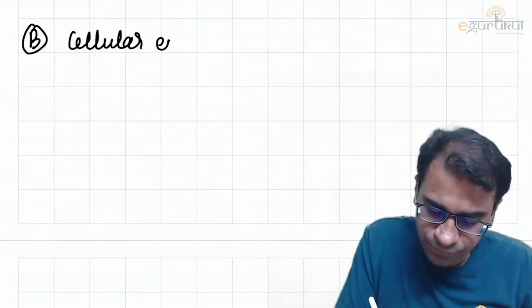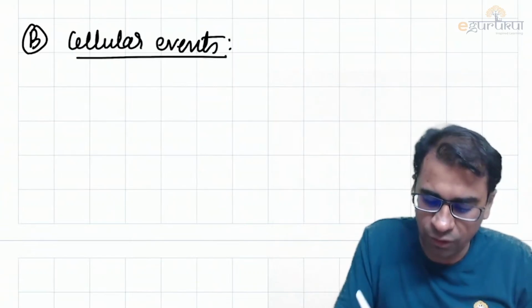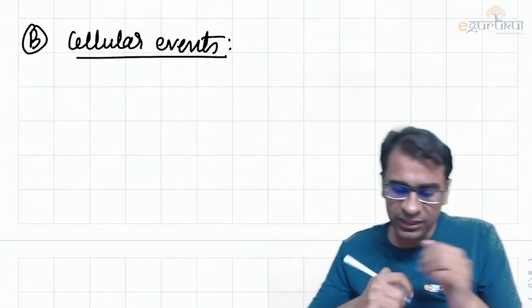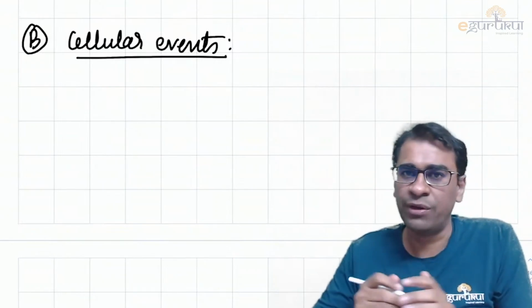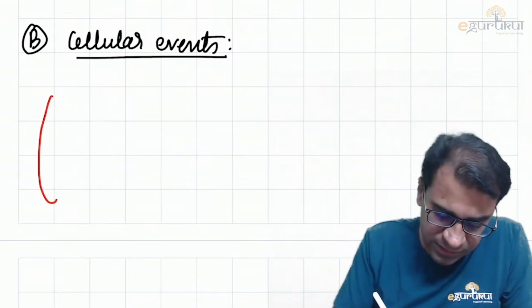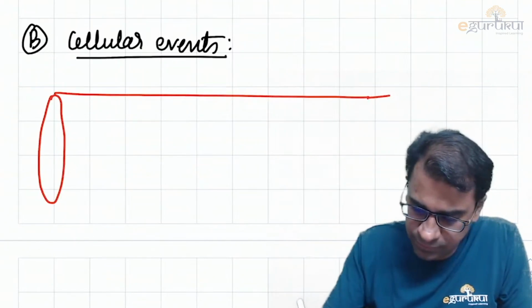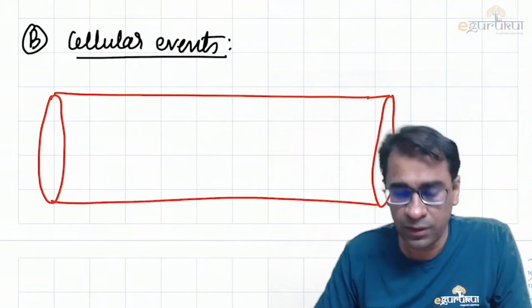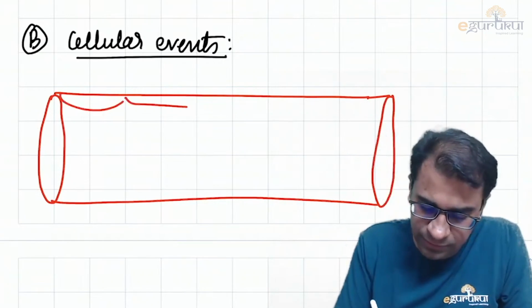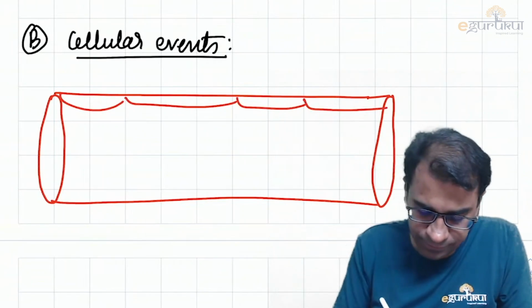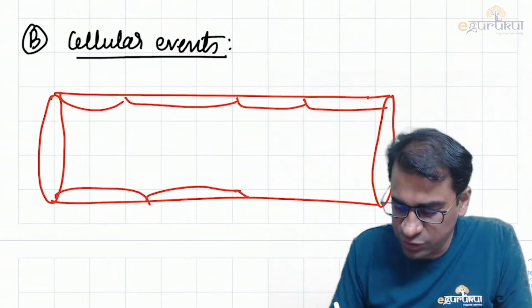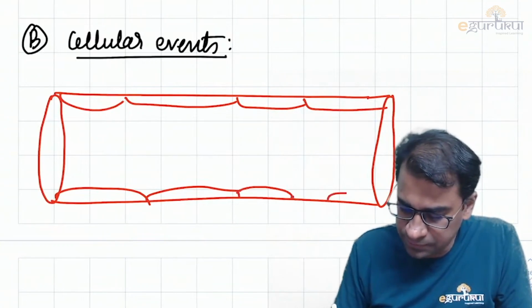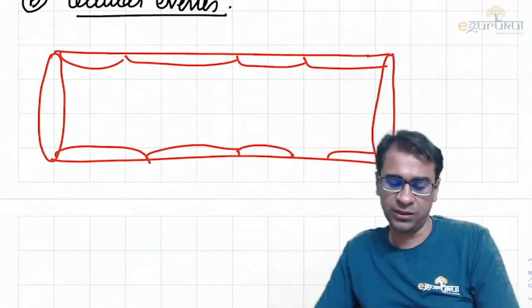Let's move to B, the cellular events of inflammation. To understand this, let's try to make a very good diagram. This is a vessel. And now this is the endothelium. Some area may show increased permeability, so let's assume there is increased permeability here, like this.